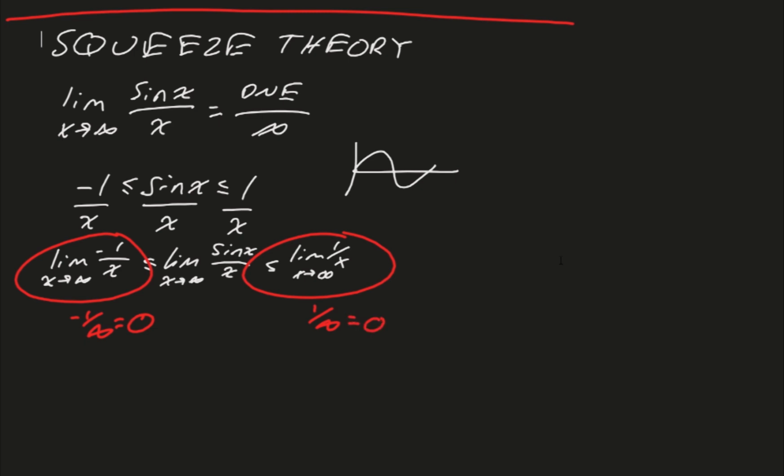So what we have done here is we've effectively pinned the limit we're looking for between two zeros. And if something is both less than or equal to and greater than or equal to 0, well, there's nowhere for it to go but 0. It has effectively been squeezed. And so by squeeze theorem, this limit has to be equal to 0.